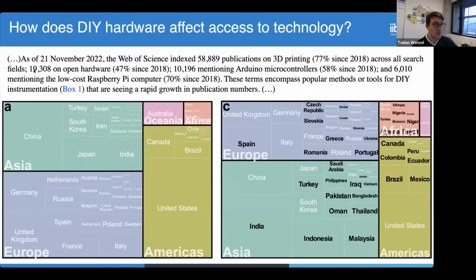And there are also 20,000 papers that mention open hardware. So that's really nice. There are about 10,000 mentioning Arduino microcontrollers and 6,000 mentioning the Raspberry Pi computers. So there's a substantive number of papers out there, thousands, tens of thousands, that actually do mention tools that are relevant for do-it-yourself, DIY, fabrication, or open source hardware.